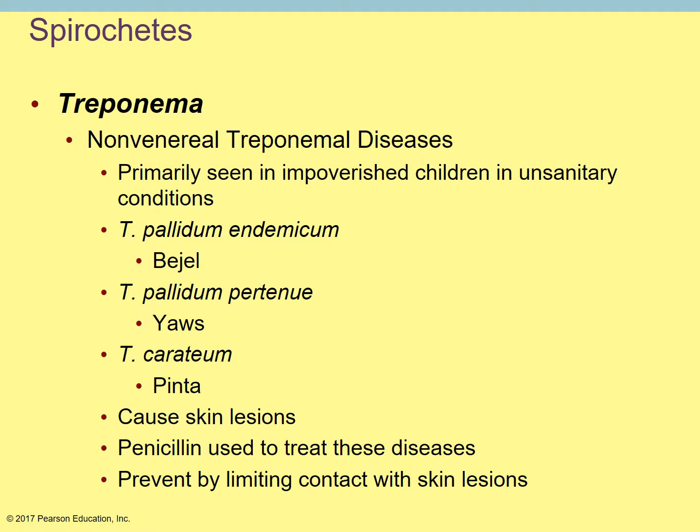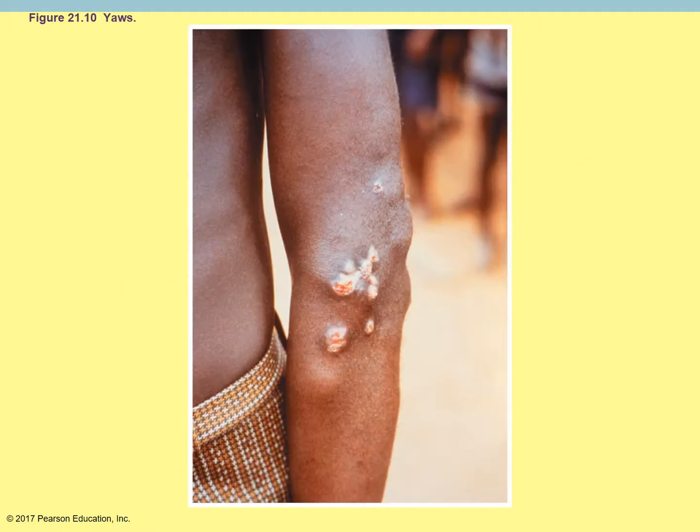There are some species that are non-venereal. Oftentimes this will be seen in children in areas where there's unsanitary conditions and the living conditions are very poor. Can cause skin lesions. Penicillin can also be used to treat these. Try to limit contact with an open lesion. This is an example of yaws, which is one condition.